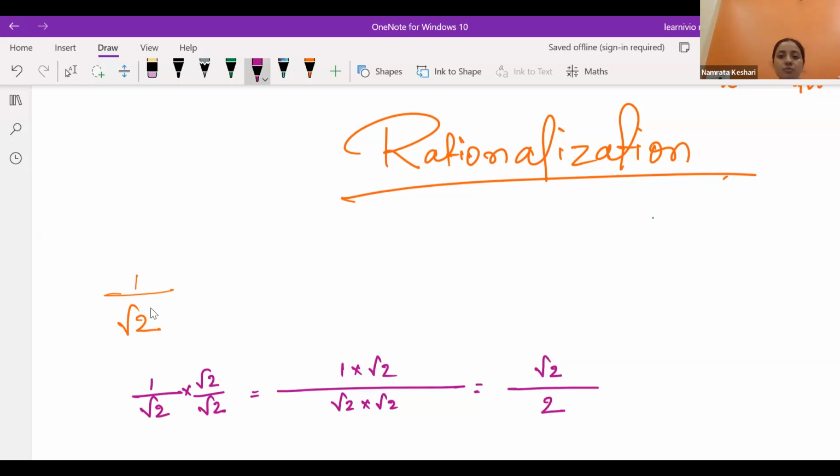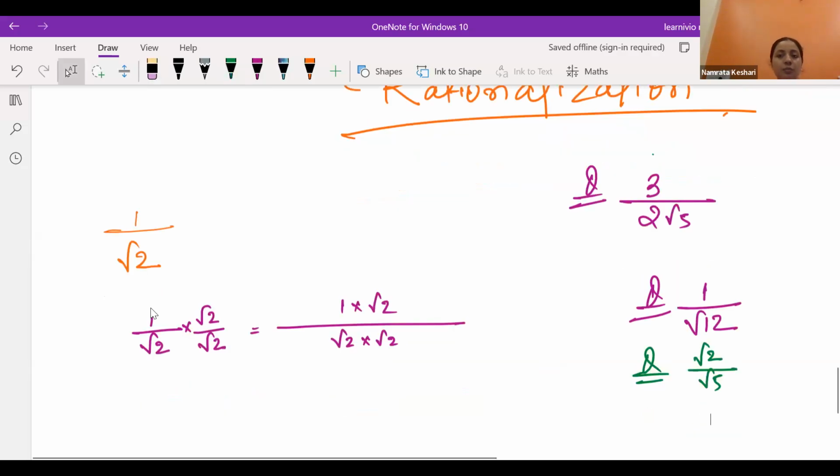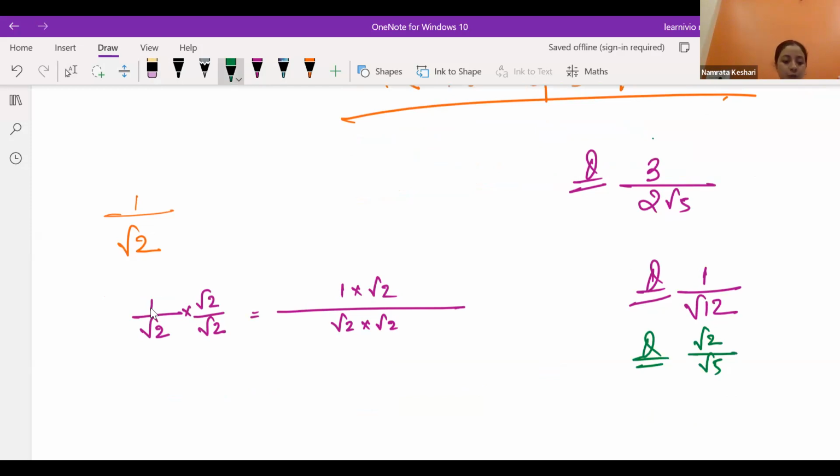So the next question, please do it. 3 by 2 root 5, please rationalize it. The next one is 1 by root 12, rationalize it. Ma'am, which one do we have to do? You have to rationalize all these questions: 3 by 2 root 5, 1 by root 12, root 2 by root 5, and then root 2 plus root 5 by root 3.